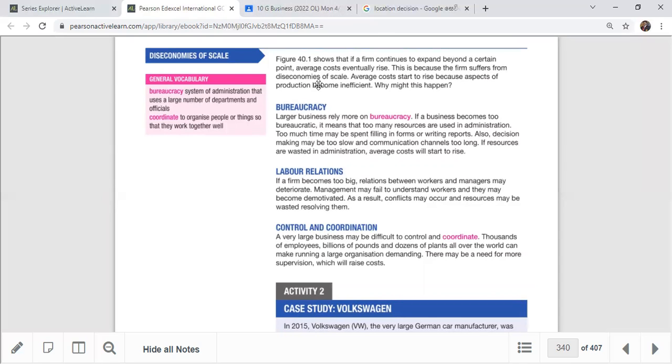Therefore, bureaucracy is something that in an organization will always increase the cost. Highly bureaucratic countries are there. Administration cost is too much, with paperwork spent on filling forms and writing reports like that, right? So bureaucracy can be defined as corporate red tape, a system of administration that uses a large number of departments and officials. If you are using a large number of departments and officials, then what happens? It will be time consuming, and then people will be demotivated.